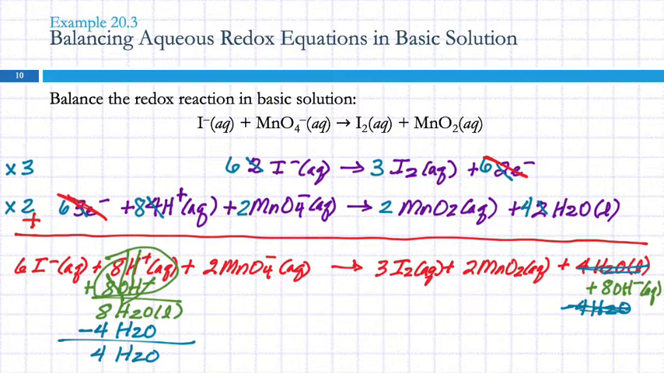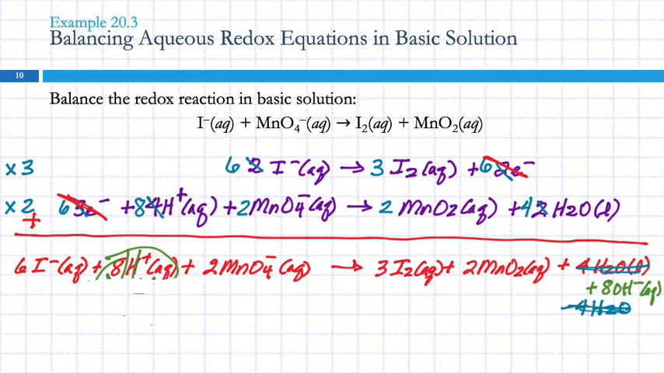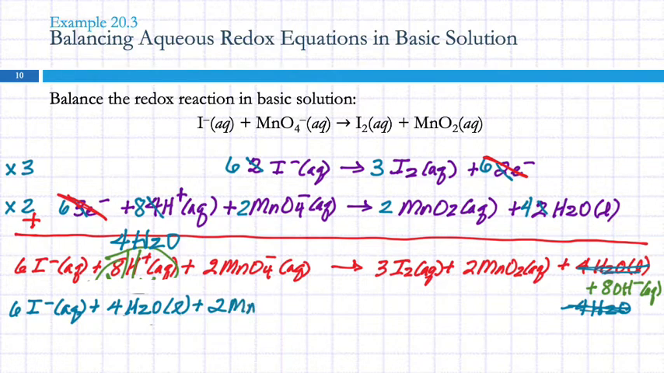Now I have no room to write my answer. That's now 4 H2Os. So 6 I minus plus 4 H2O liquid plus a train whistle plus 2 permanganate ions plus another train whistle. You have to have one on both sides of the arrow.